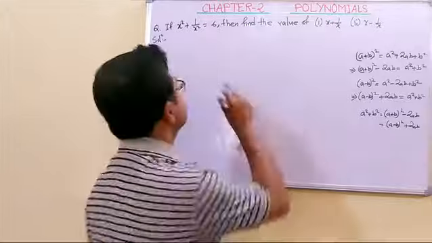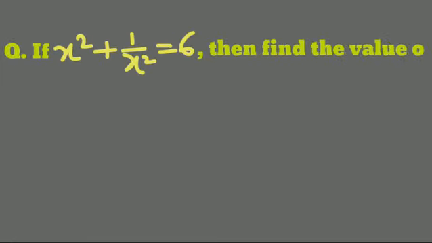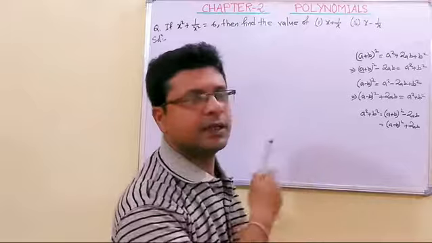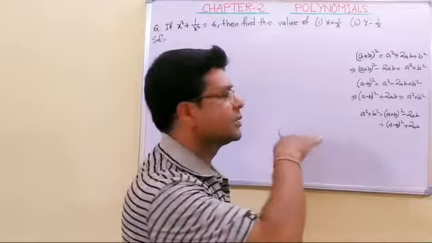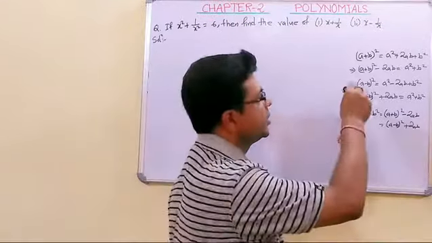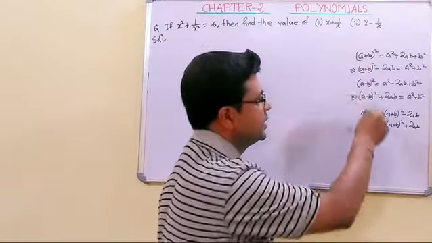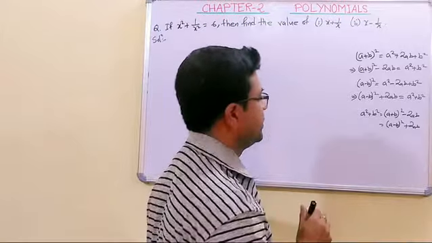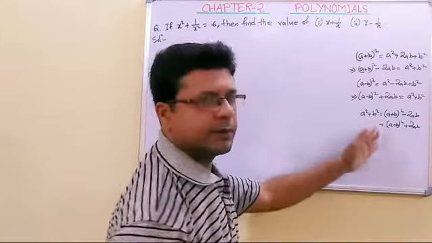So dear students, the question is, if x square plus 1 by x square equal to 6, then find the value of x plus 1 by x, and the second one is x minus 1 by x. This is the reverse or the converse of the last question, and the recapitulation part of the last question is here only. I have not rubbed. We have to use this concept only here.